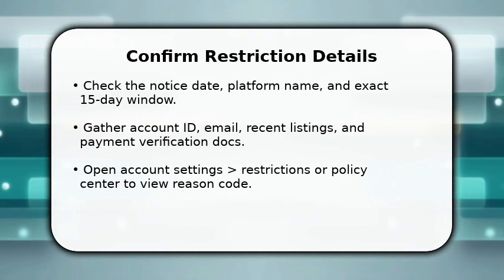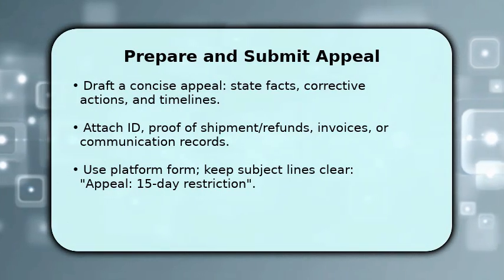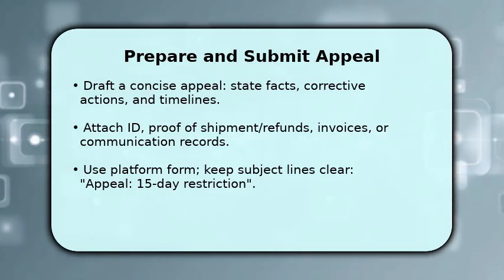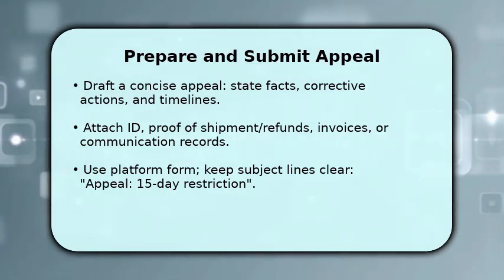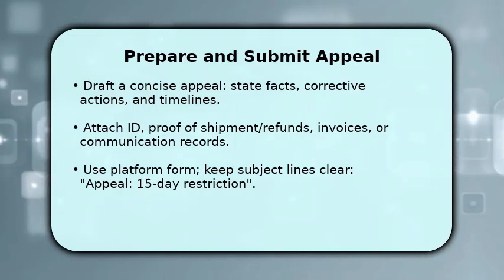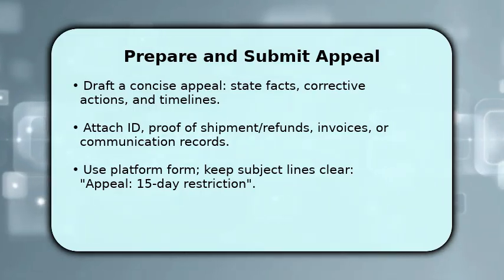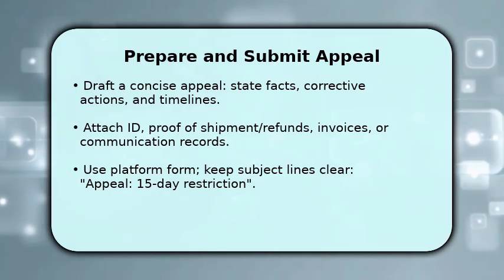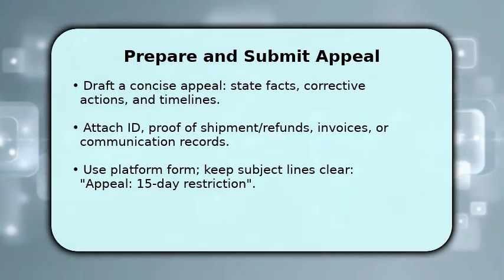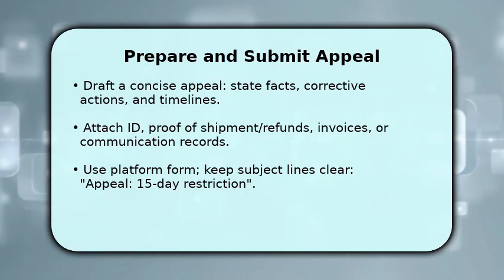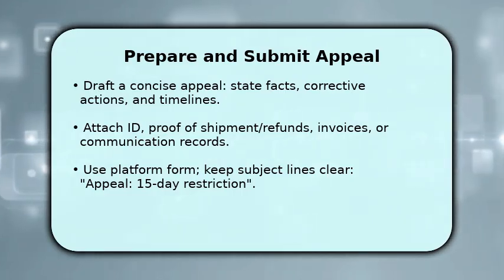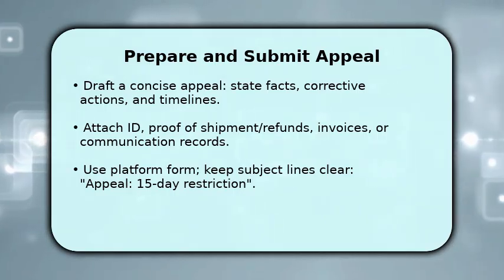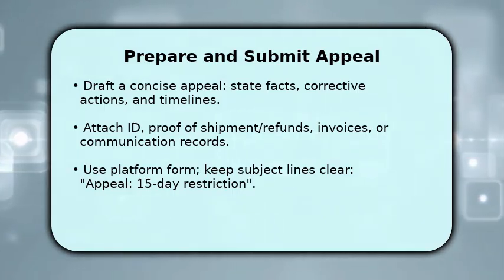You now prepare a focused appeal that explains what happened and what you fixed. Start with one clear sentence stating the restriction and then list corrective actions you completed, including dates. Attach supporting files like invoices, tracking numbers, refunds, or screenshots of policy compliance. Once done, submit through the platform's official appeal form and copy the same content into a polite message to support chat or email. Make sure to include a request for expedited review and a reachable contact number.